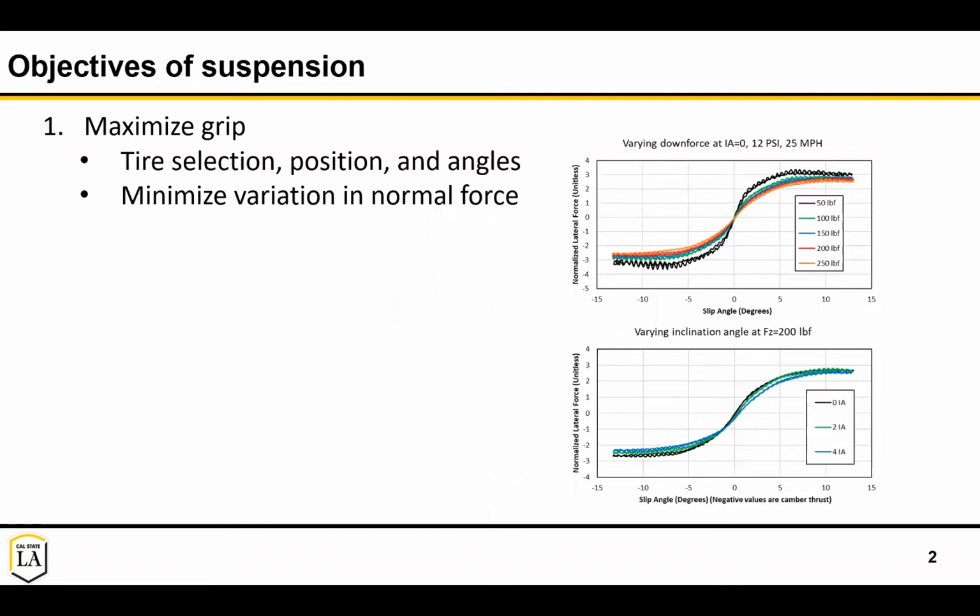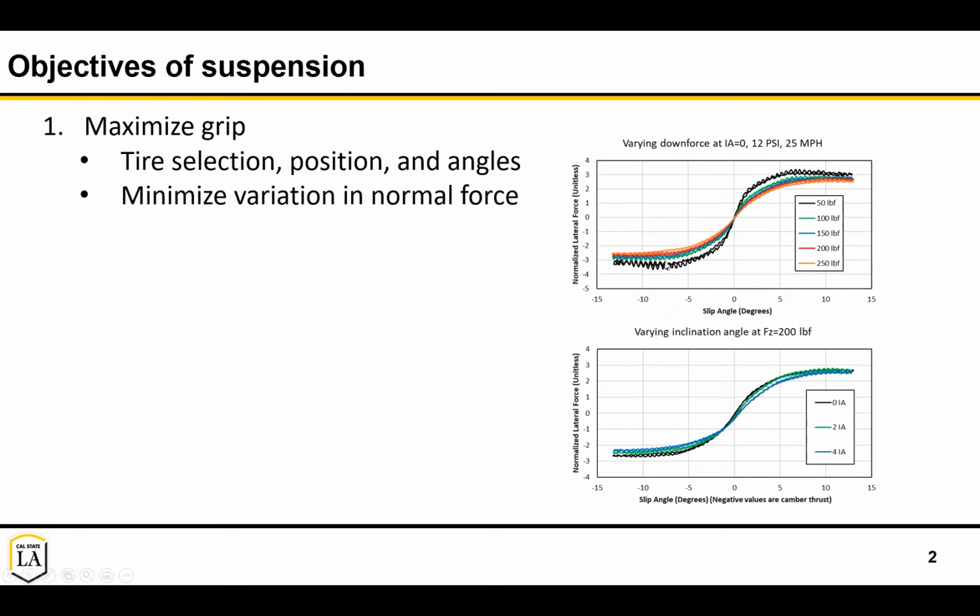So, talking high level, what are some of the objectives of the suspension subsystem? As we saw in the overall vehicle short, maximizing grip has a big effect on your lap times. And so maximizing grip involves your tire selection, the positions of your tires, the angles in order to maximize grip, and to minimize any variation in the normal force. And that comes from what we've talked about several times now.